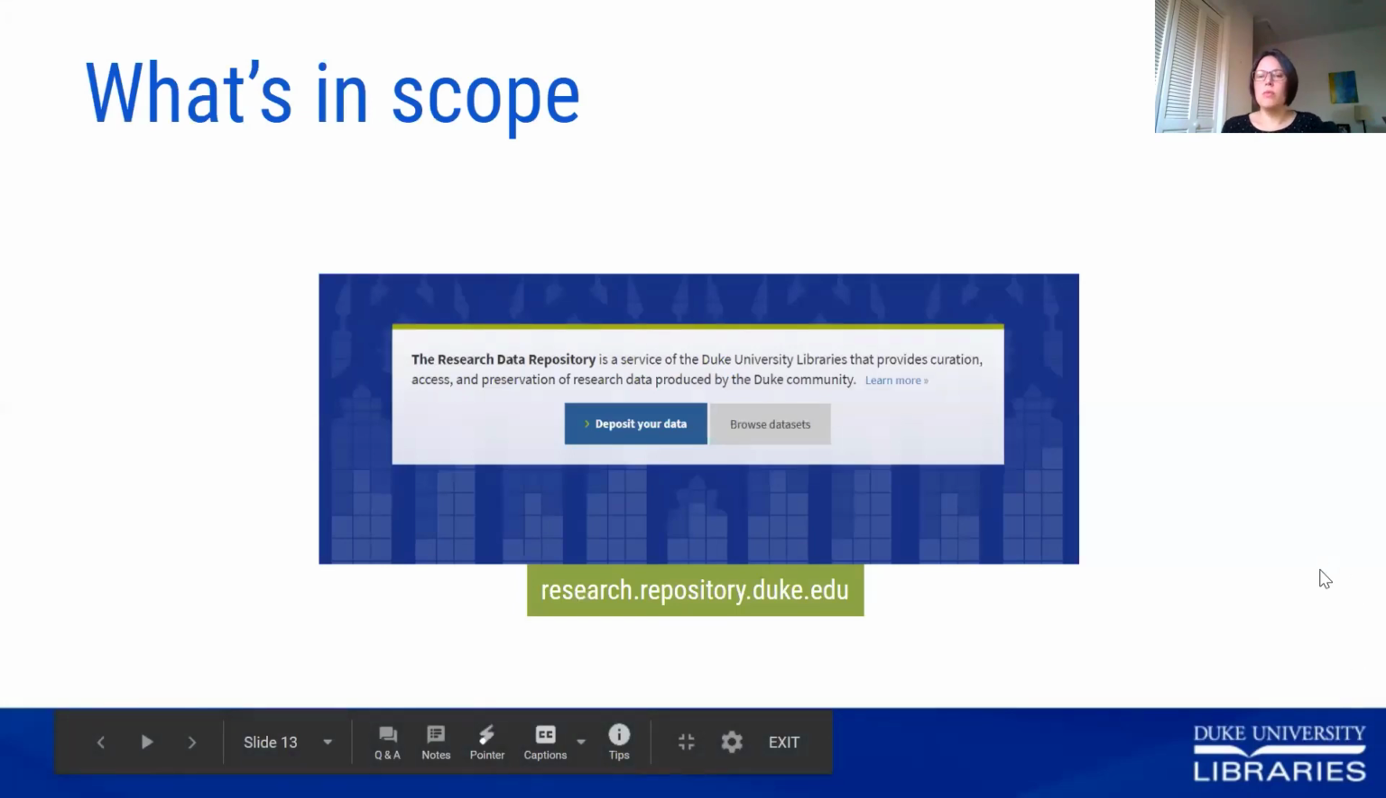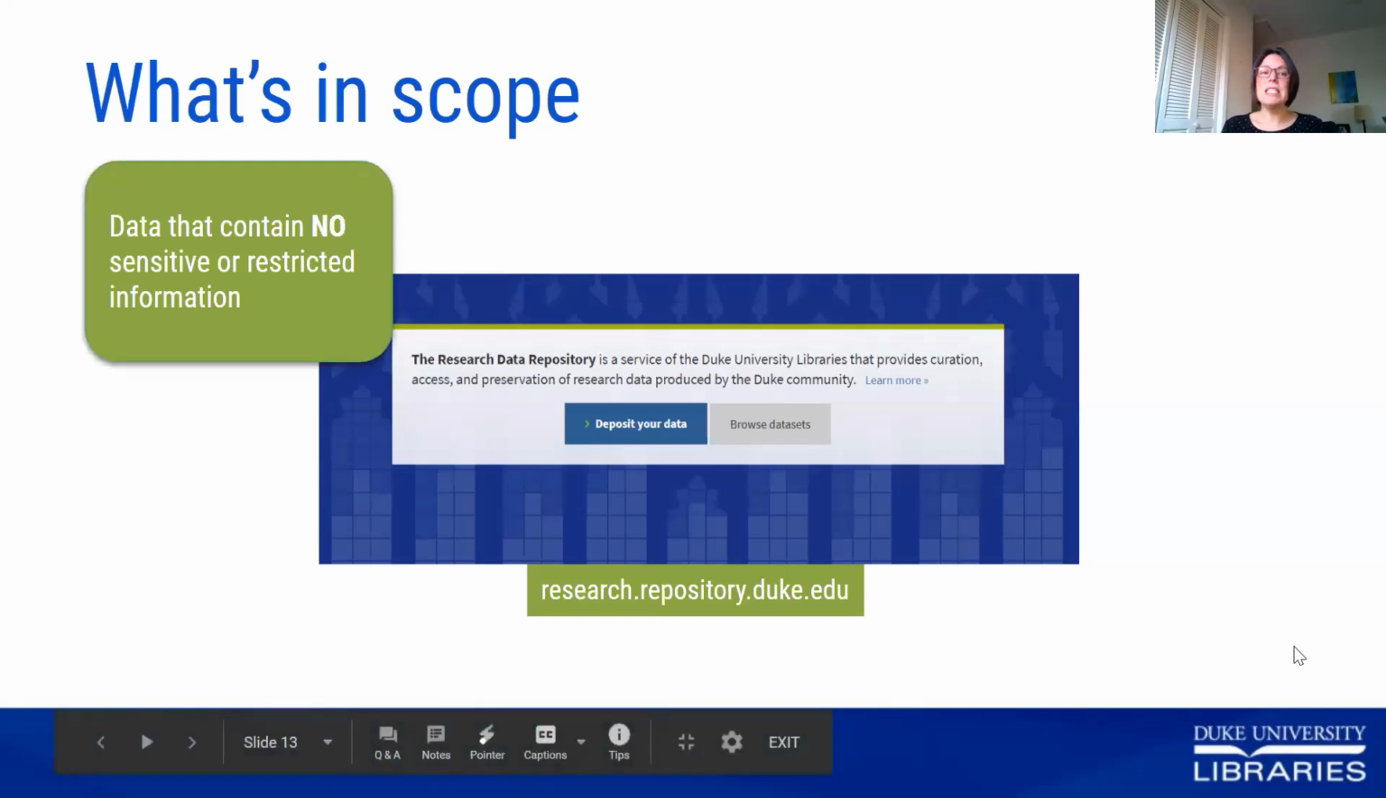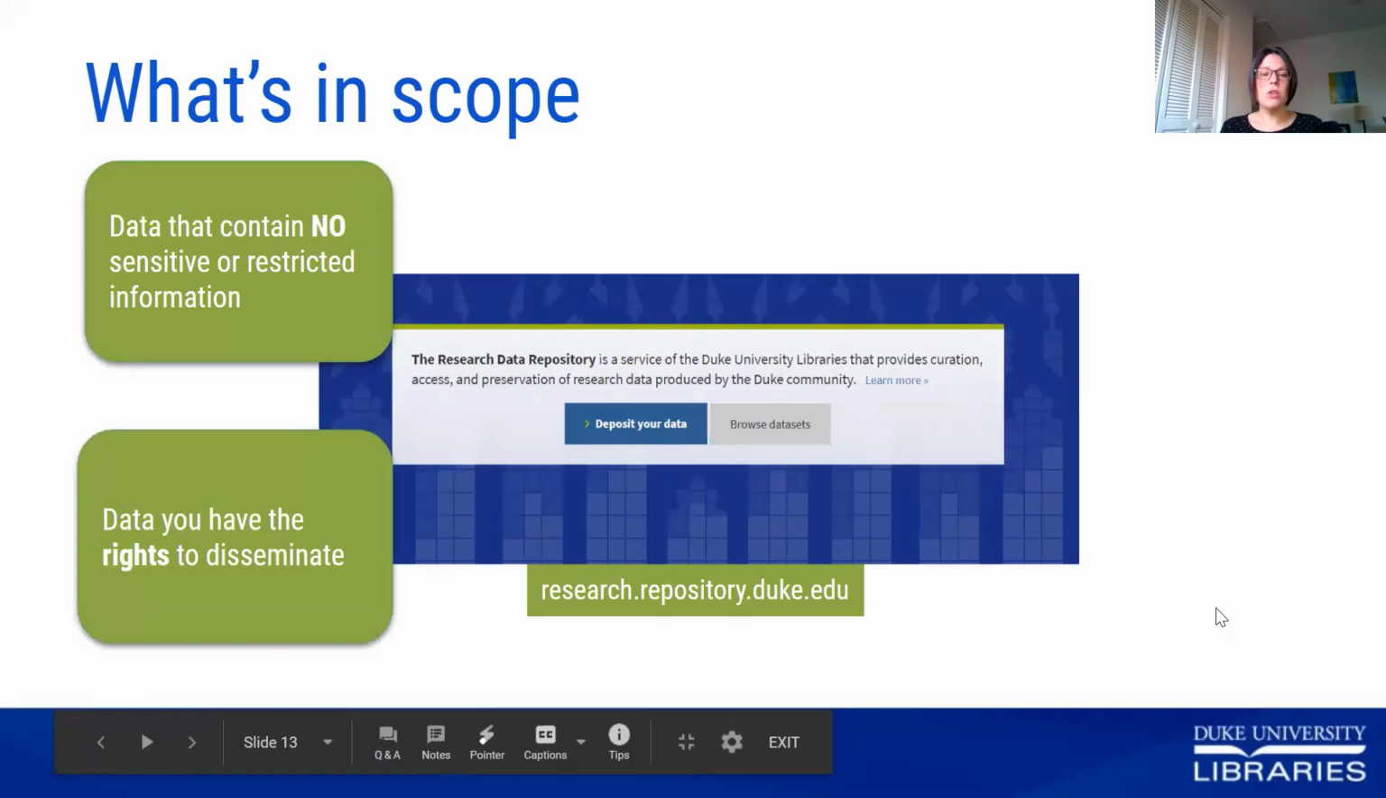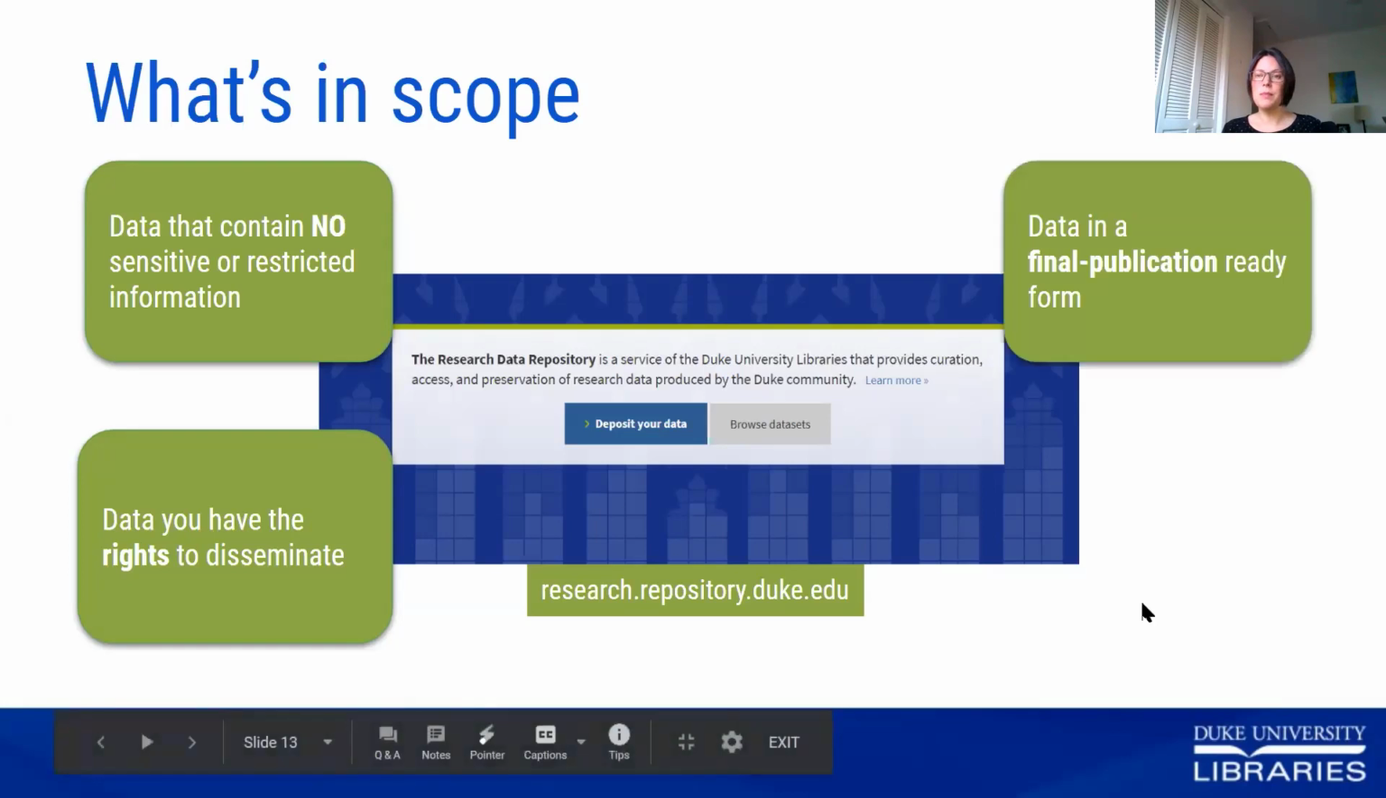So what's in scope for the repository? What do we actually take? So first, we cannot take any data that contains sensitive or restricted information. So no confidential data, no PII, no PHI, anything that cannot be made public and openly accessible is not in scope for our repository. Also data that you have the rights to disseminate, so nothing that's encumbered by copyright or licenses or data use agreements. So this is something, if you're using secondary data, that you really need to think carefully about.